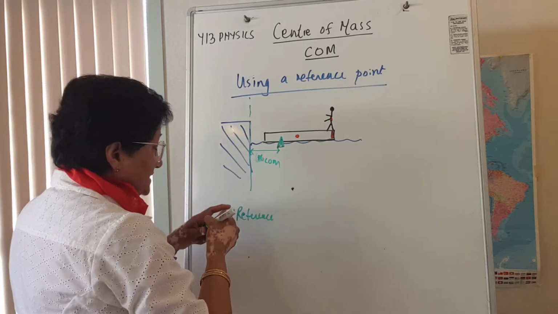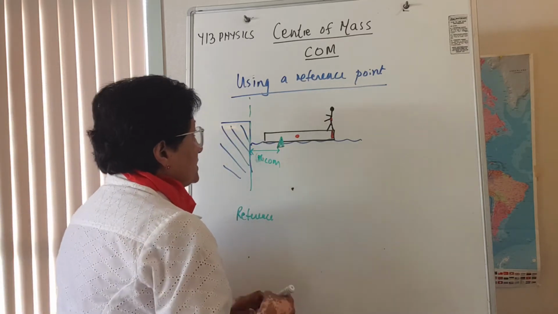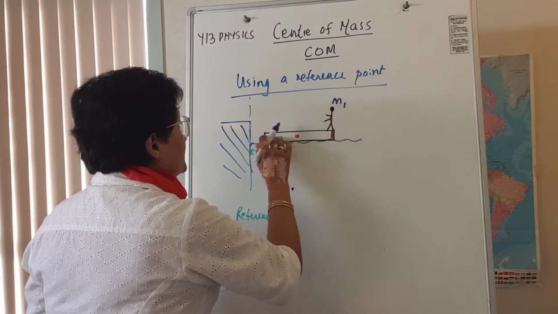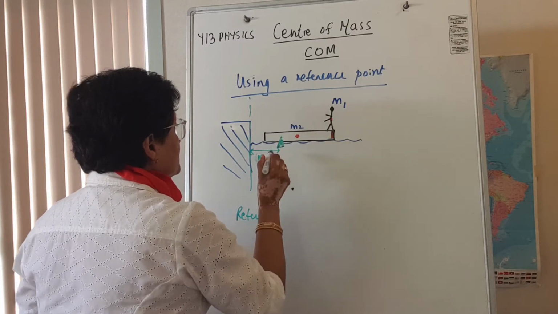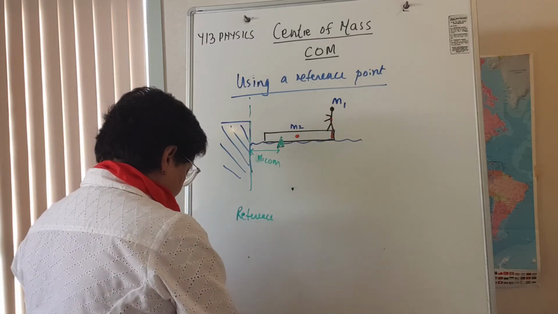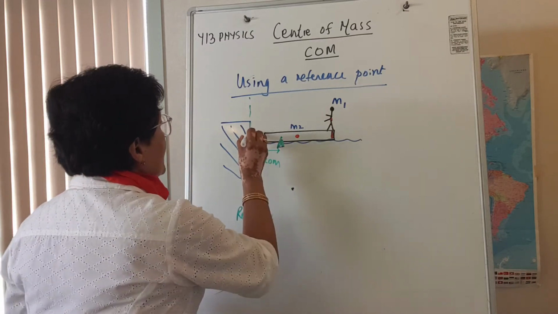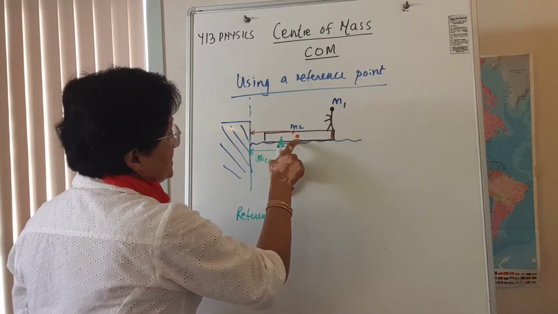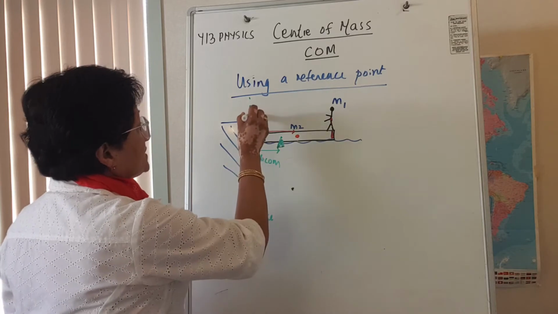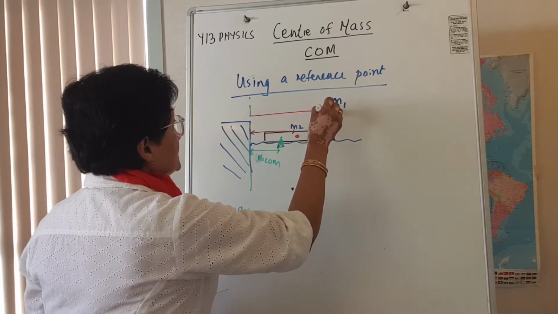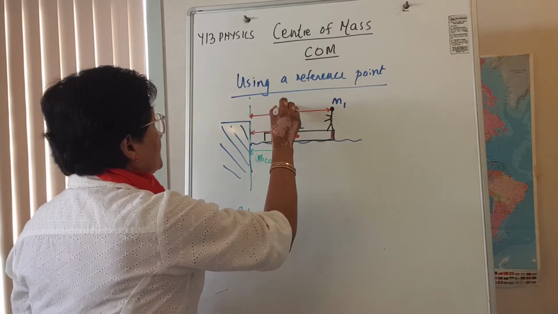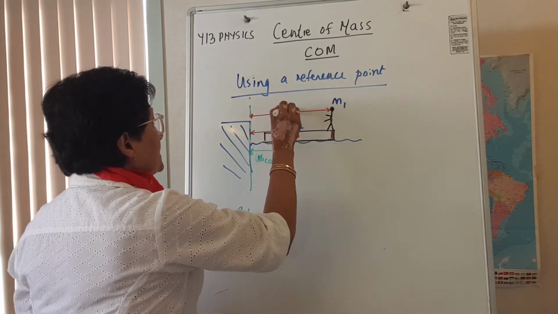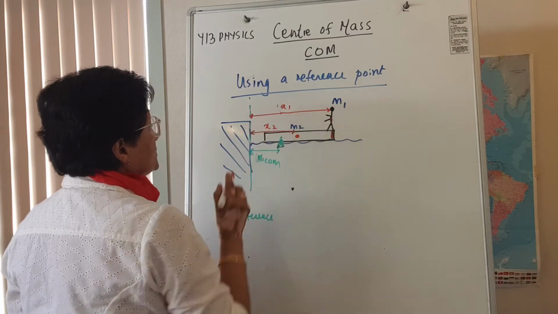I'll call that X. And let me call the girl's mass maybe M1 and the mass of the plank itself M2. And I need a couple more distances. I need the distance of the center of mass of the plank from the reference point. I also need the distance of this girl from the reference point. So I'll call this X1 and I'll call this X2.